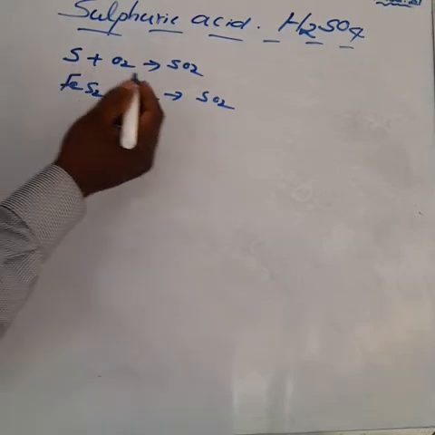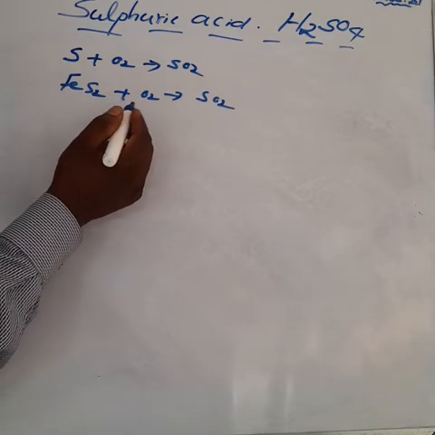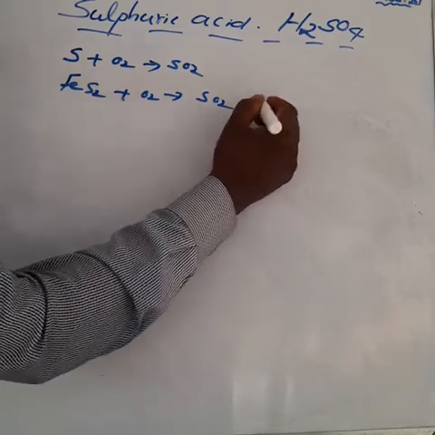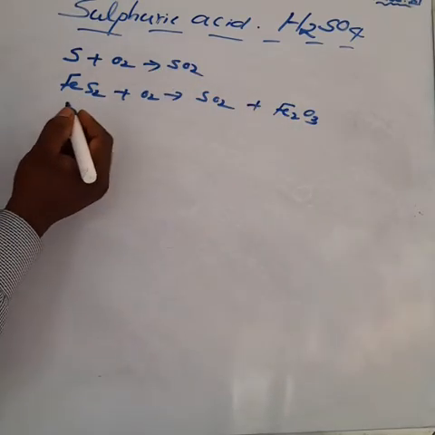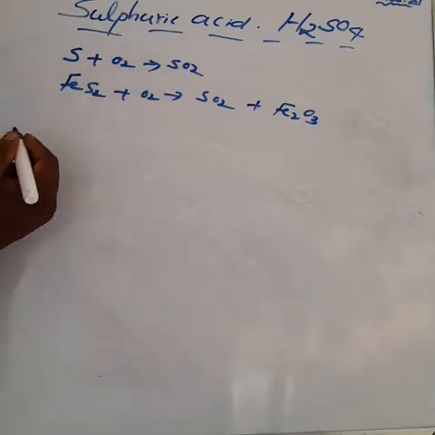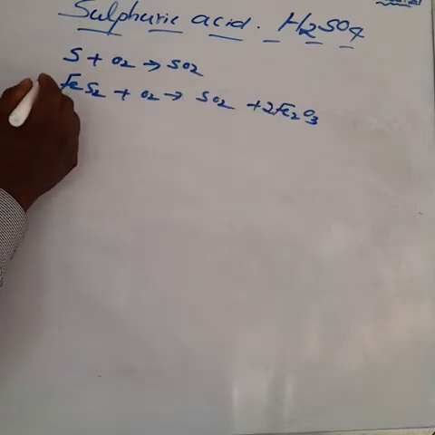That is S plus O2 gives SO2, iron pyrites FeS2 plus O2 gives Fe2O3 and SO2. You have to balance the equation. This is yesterday's topic, am I right?